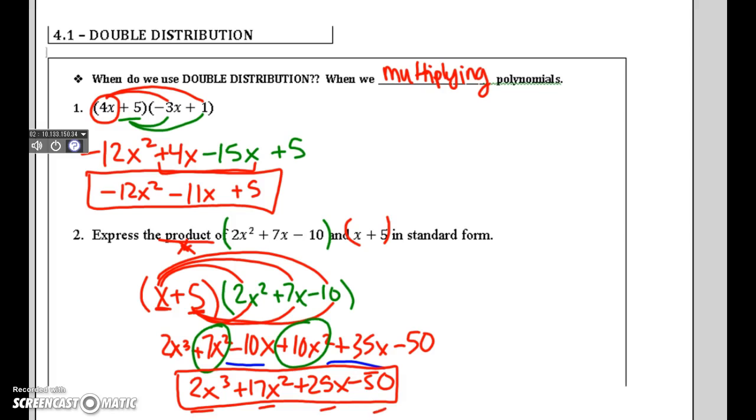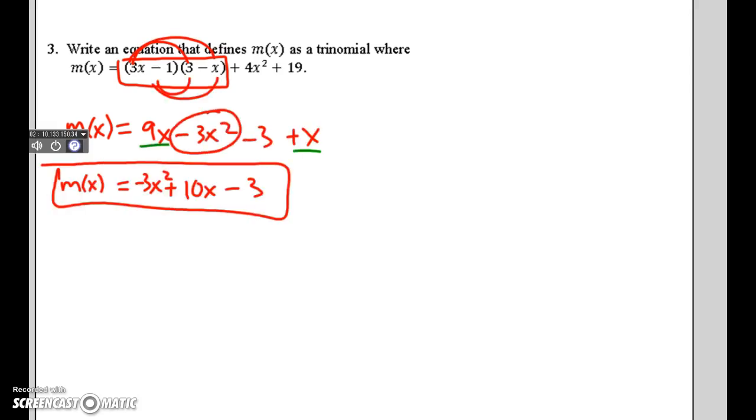Okay, last example. Write an equation that defines m of x as a trinomial. So I see I need to go ahead and double distribute here. And I need to define it as m of x. So every time I make a new line, I'm going to bring down my m of x. So we're going to start with my first term times the first term of the second. 3x times 3 gives me 9x. 3x times negative x gives me negative 3x squared.